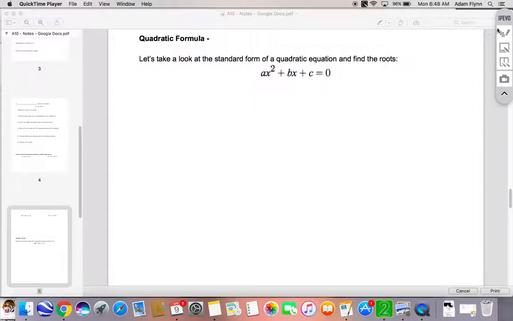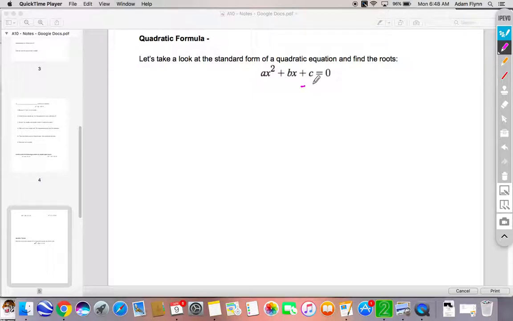This is A10, the quadratic formula. So in order to understand what the quadratic formula is and how it works, let's take a look at the standard form of a quadratic equation and solve for the roots. And of course, we'll do this by completing the square like we previously have.